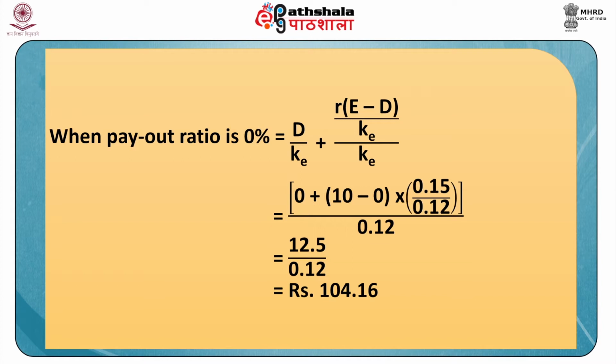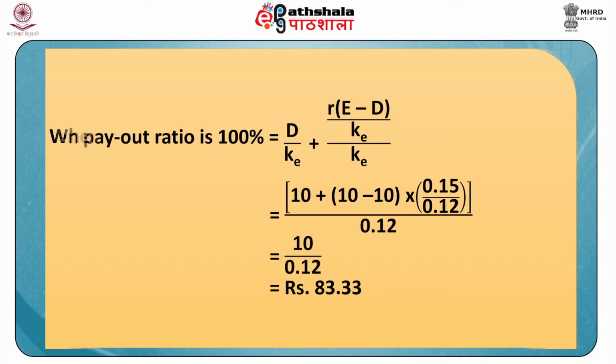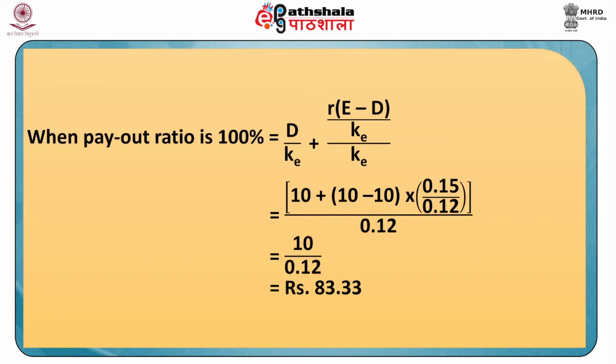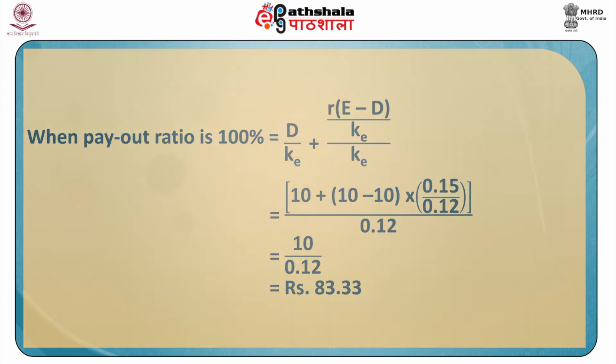First, when payout ratio is 0%, we use the formula, put in all the values and we get the answer rupees 104.16. When payout is 100%, we use the formula and put in the values and we get the answer rupees 83.33. We can see that the price of a share is maximum when the payout ratio is 0% and the price is minimum when the payout ratio is 100%. This shows the relevance of dividend policy.